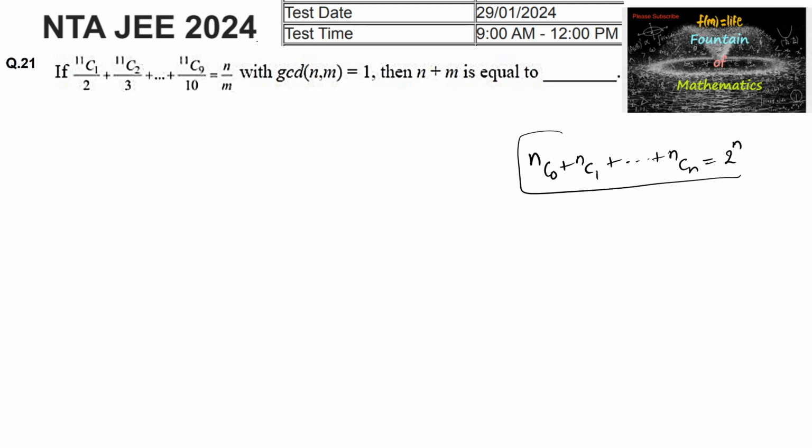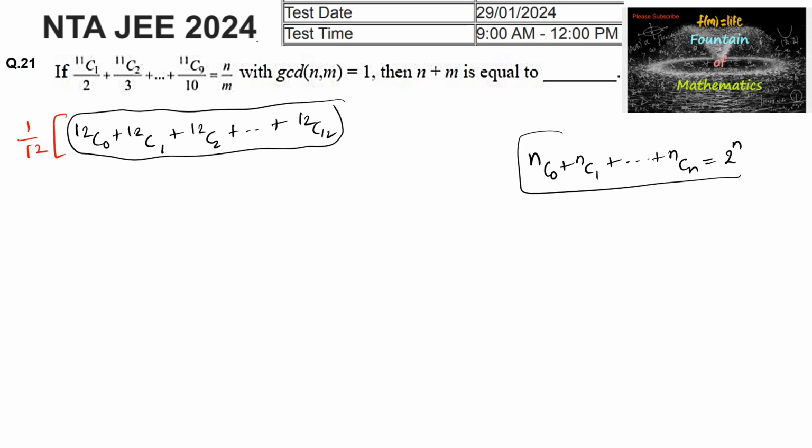So here we can write 1/12 times (12C0 + 12C1 + 12C2 and so on up to 12C12). We can write this as 2 to the power 12, and again minus, since we are subtracting the terms here, 12C0, 12C1, 12C11 and 12C12. So this is equal to minus of 12C0 is 1, so minus taken common, so it is plus.